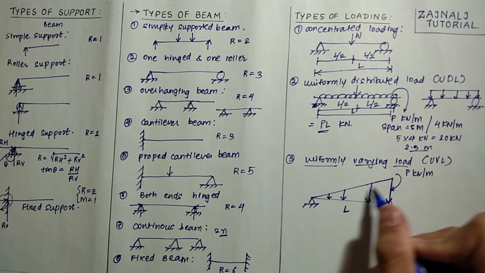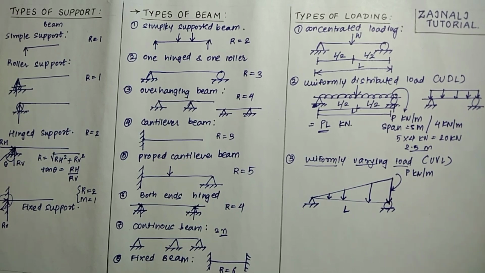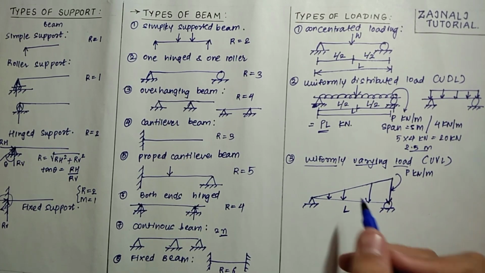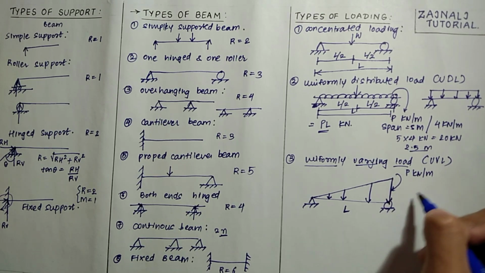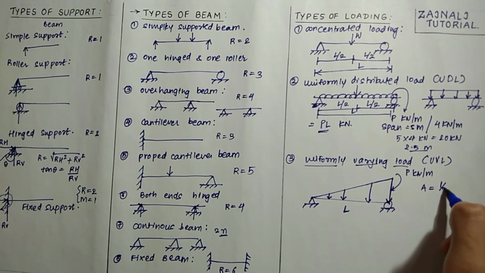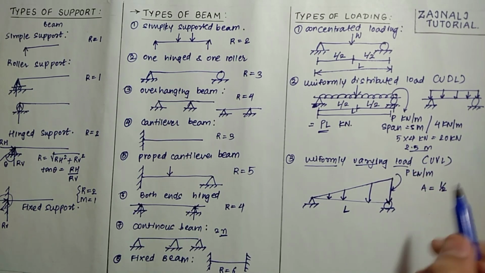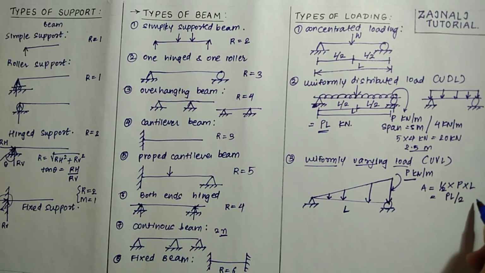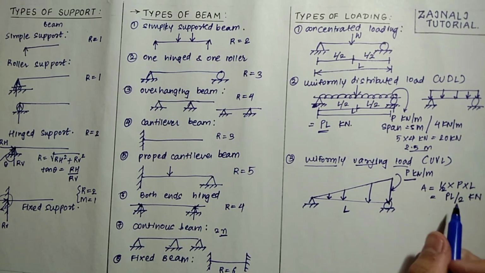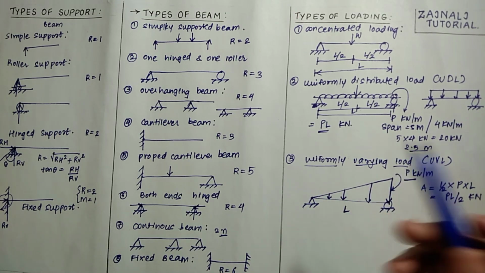Now as we can see, this is a right angle triangle. So the area under the load diagram would be equal to the point load, which will be acting at the centroid of this load diagram. The area of the diagram is half into base into height. As I told, this ordinate represents the maximum intensity, that is P kilonewton. Therefore half into P into L, which is equal to PL by 2 kilonewton. This would be the intensity of the point load which we have obtained from the uniformly varying load.